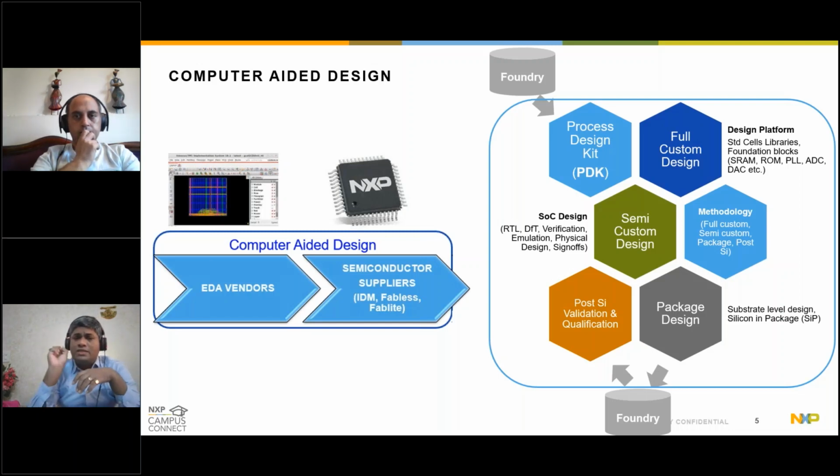So in the green box here, semi-custom design, essentially we talk about all that is about RTL, about DFT, about verification, about emulation, and physical design and sign-offs. Don't worry, we will talk more about it. At this slide, you should know only the very high-level baskets where you can all focus.